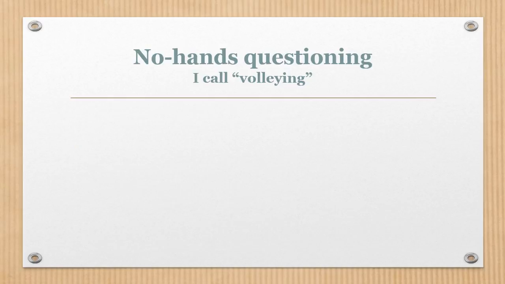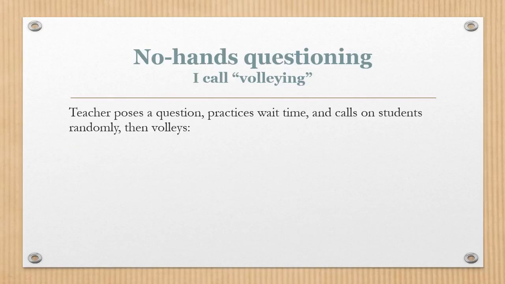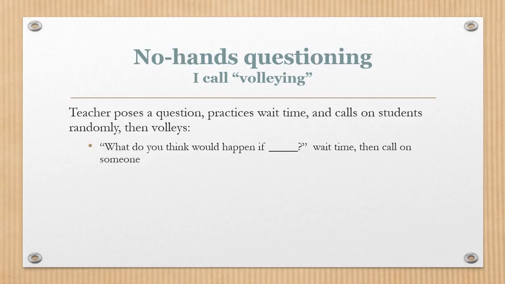No hands questioning, I call it volleying. It's basically the teacher poses a question, practices wait time of 3 seconds, Mississippi 1, Mississippi 2, Mississippi 3, that you say to yourself, and calls on students randomly, then volleys by saying, what do you think would happen if this happened, if you changed this one thing?